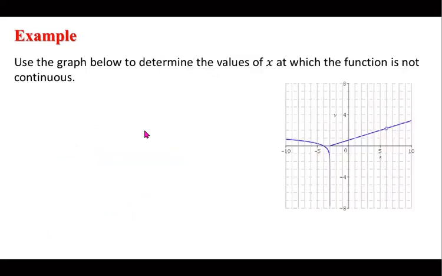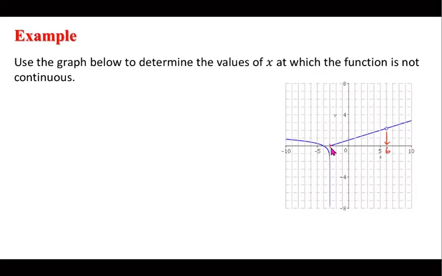Okay, let's move on to the next example where we look at the continuity of the function. Use the graph below to determine the value of x at which the function is not continuous. If you remember, the basic meaning of continuity is that a function is continuous if there is no hole, no break, or corner in the function. So clearly we can see that there is a hole in the function at x equal to 6. And there is a break in the function over here.